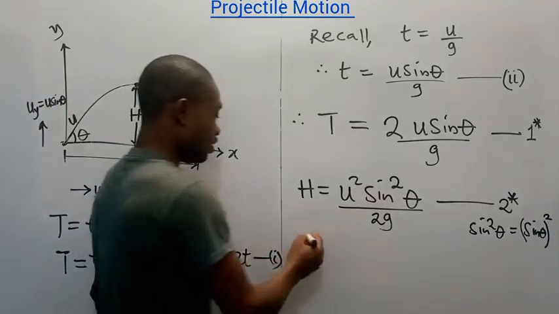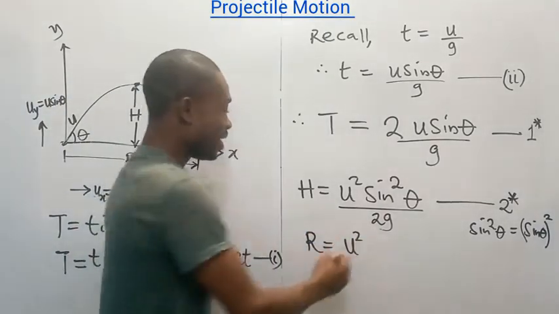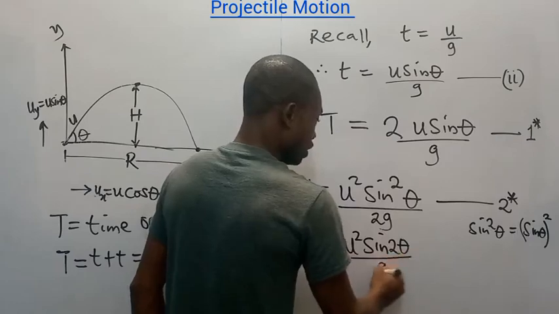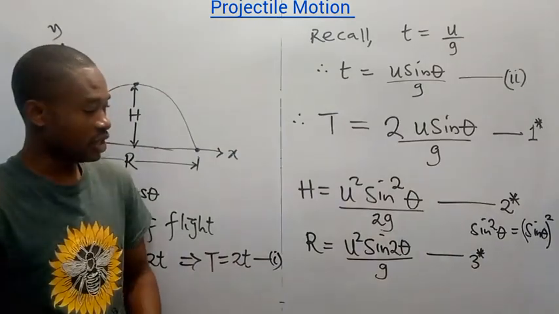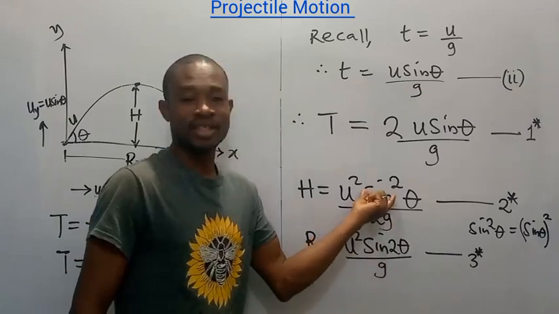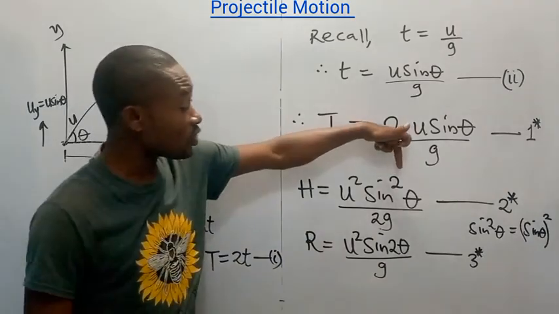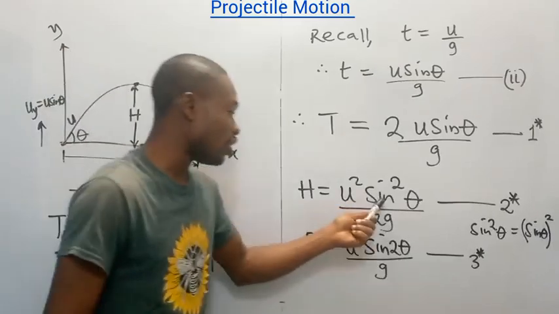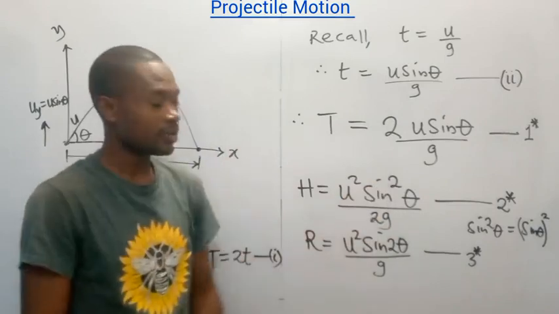And mathematically, the formula for range is given as R = u² sin 2θ divided by g. This is the formula for calculating the range of a projectile. Please take note of the difference between this formula and the maximum height formula, the numerator. In the maximum height, you have sin²θ. How do we evaluate it? You first have to get the value of sin θ. Anything you get, you square it. That is in maximum height.